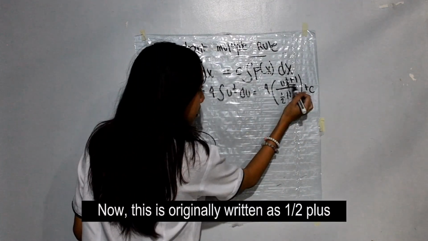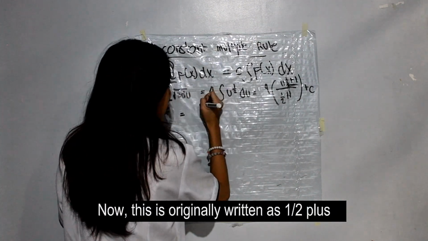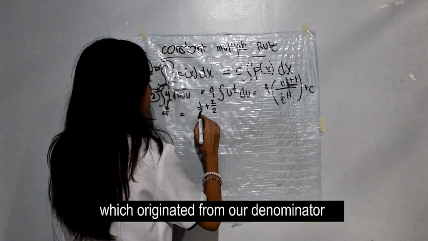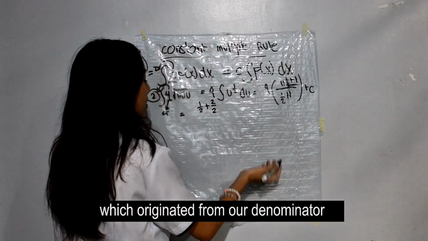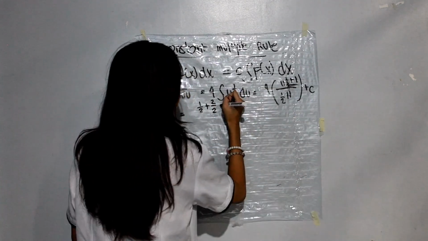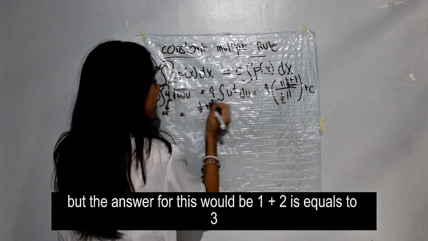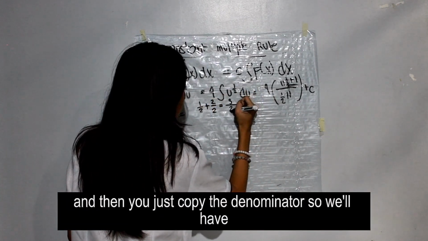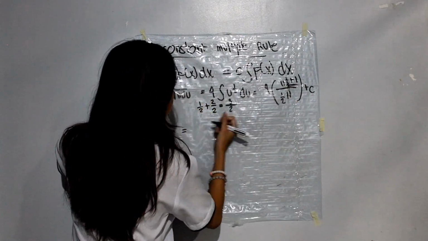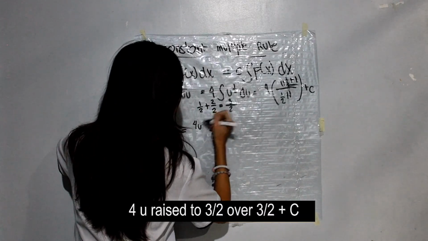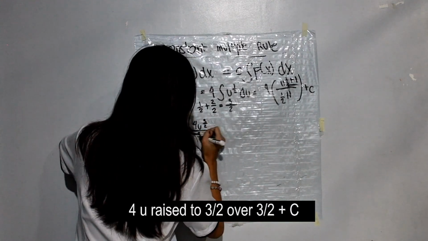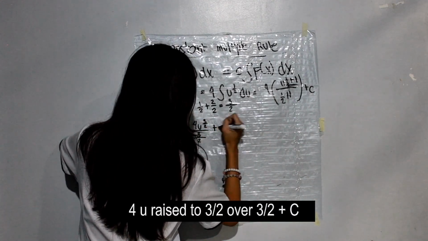Now, this is originally written as 1/2 plus 2/3, which originated from our denominator. Since 2/2 is equal to 1, we wrote it down as 1. But the answer for this would be 1 plus 2 is equal to 3, and then you just copy the denominator. So we'll have 4u raised to 3/2 over 3/2 plus c.